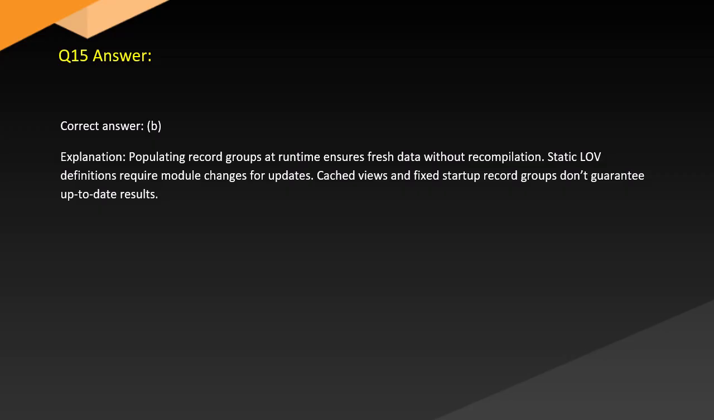Answer. Correct answer: B. Explanation. Populating record groups at runtime ensures fresh data without recompilation. Static LOV definitions require module changes for updates. Cached views and fixed startup record groups don't guarantee up-to-date results.